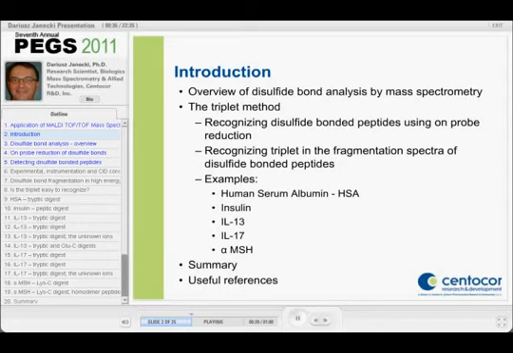And I'll show you a little bit how to recognize the disulfide bonded peptides on the MALDI probe with the reduction on the probe, very quickly, and then recognizing the triplet in the fragmentation spectra of the disulfide bonded peptide. And I'll show you a number of examples with those triplets. I put a lot of numbers there, so don't get scared. I made them so you can go back and recalculate everything on your own in your hotel room or back at work. So there's lots of numbers, but you can just do it yourself later instead of just looking at them quickly here.